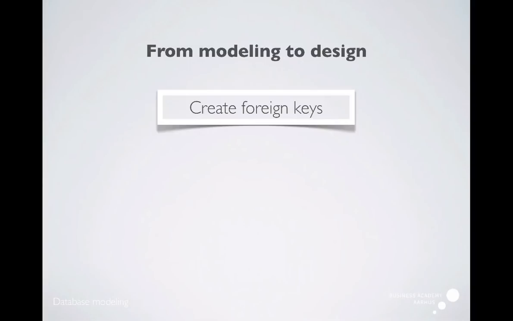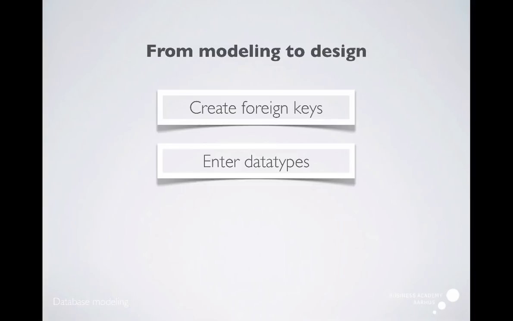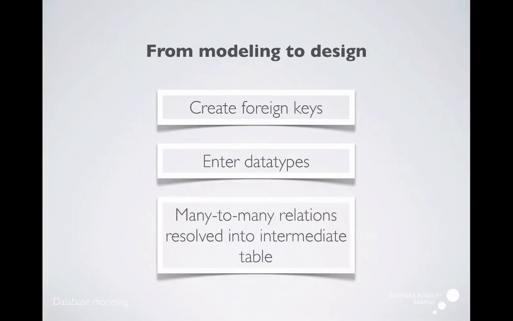When we go from modeling to design, we create foreign keys, and we of course enter some data types. In this presentation, I showed you 4 kinds of typical data types, very used. It's an integer, the decimal, the varchar, time. And as I said before, when we go from modeling to design, we always need to have a look at the many-to-many relation. How can we resolve them into intermediate tables? That was all for now for this introduction to data modeling and database design.